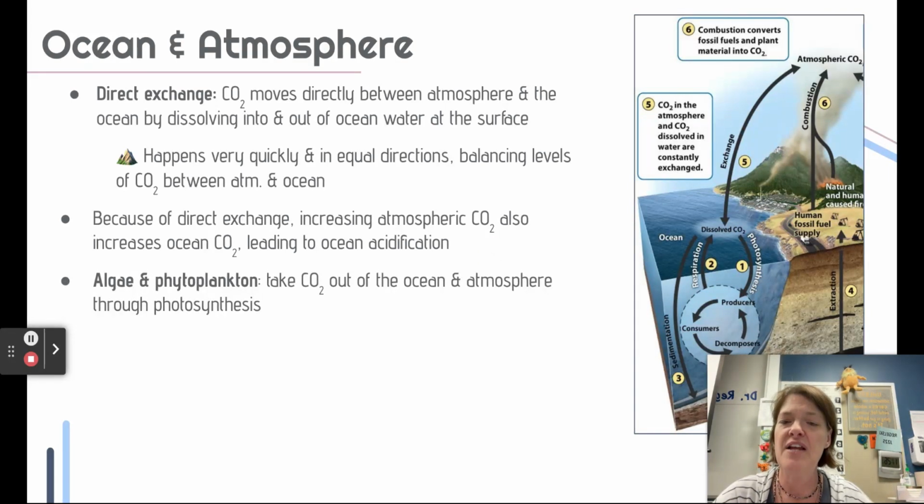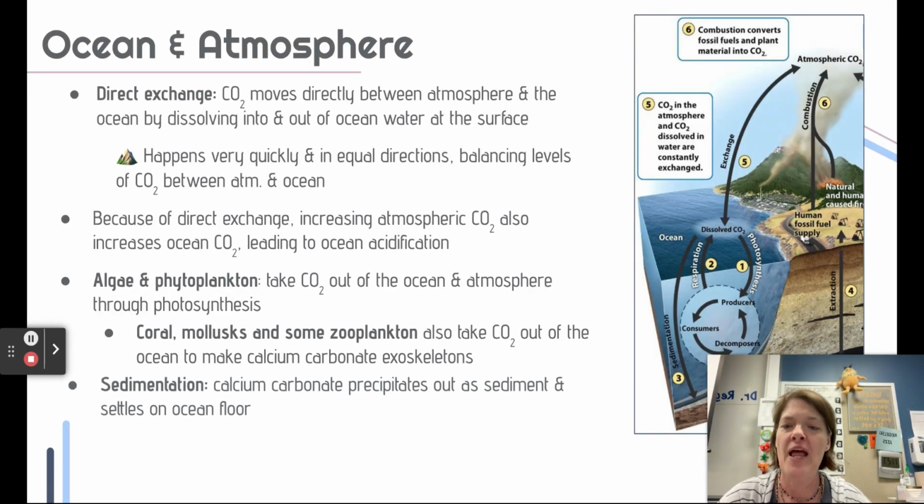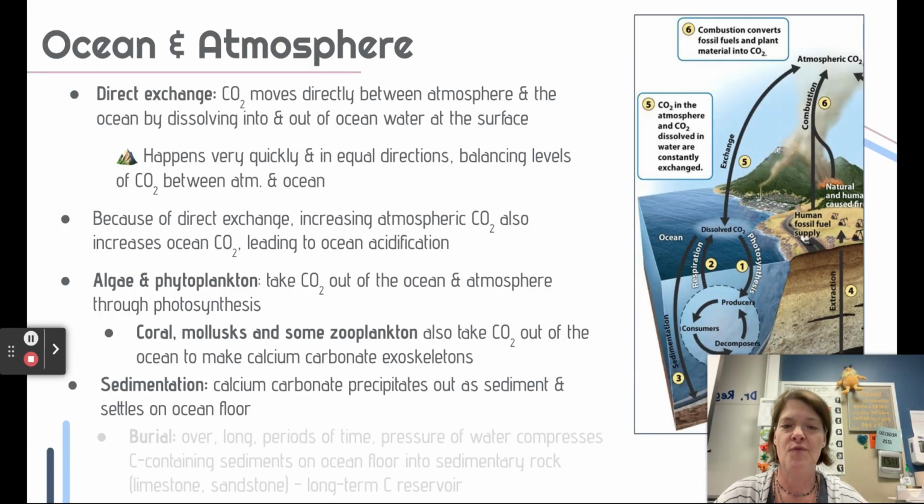So algae and phytoplankton are examples of organisms in the ocean that take CO2 out of the ocean and atmosphere through photosynthesis. Coral, mollusks, and zooplankton are also organisms that can take CO2 out of the ocean. They use that carbon to make what we call calcium carbonate, which is basically a seashell. That's what a seashell is made out of. Sedimentation is another example: calcium carbonate precipitates out as sediment and settles on the ocean floor. So again, it leads to the ocean being a reservoir of carbon.